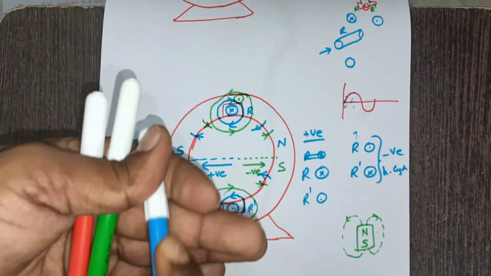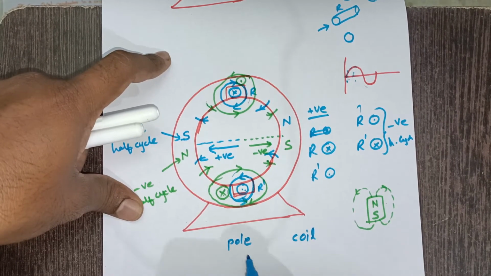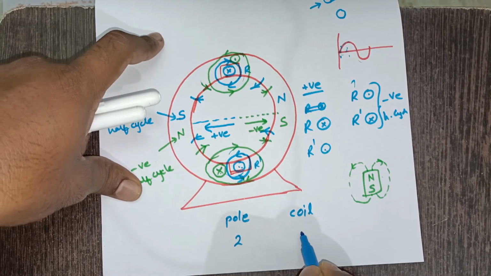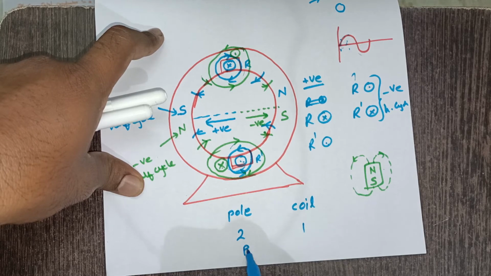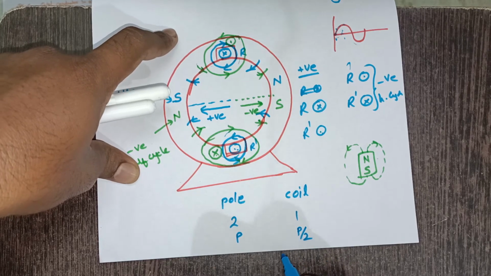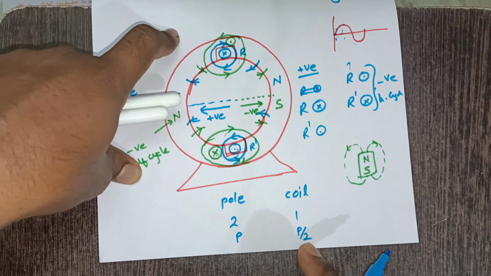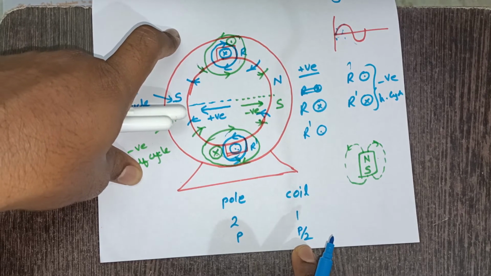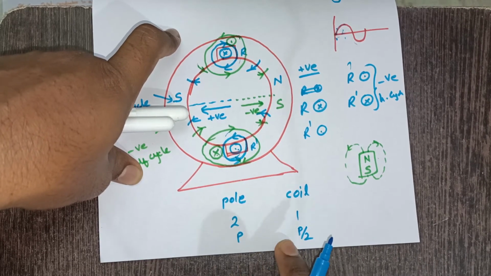Can I write here, in order to establish poles and coils? Here how many poles are created? Two poles. And how many coils do we use? Only one coil. So therefore, can I say here, in order to create P poles, we require P by 2 coils? Depending upon pole requirement, we can decide how many coils are required. As I said previously, the number of coils we use is to meet voltage requirement, but not only voltage requirement, we need to see from the poles point of view also. That is also important.